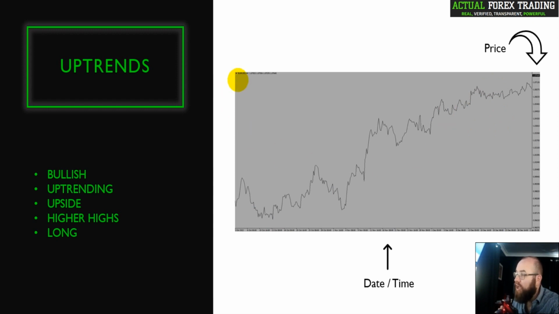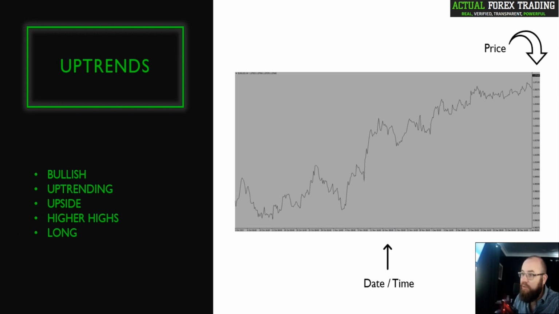Okay, so we're going to look at uptrends to start off with. So when price moves up, when price is moving up, it can be referred to as a number of different things. Some people, some traders, investors, economists may say the market is bullish. So bullish means prices are moving up. Other people like myself will say price is uptrending. That's the terminology I use most frequently. Price is uptrending. Some people may say it's moving to the upside.